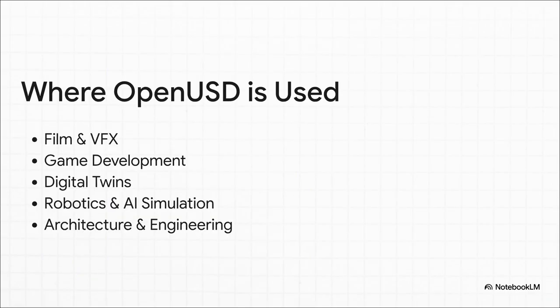And listen, this isn't some niche experimental thing. I mean, think about it. From the mind-blowing visual effects in the latest blockbuster movie, to the massive worlds in video games, to the digital twins of entire factories used for AI simulation, OpenUSD is the common thread that's making it all possible. Its impact is already huge, and trust me, it's just getting started.